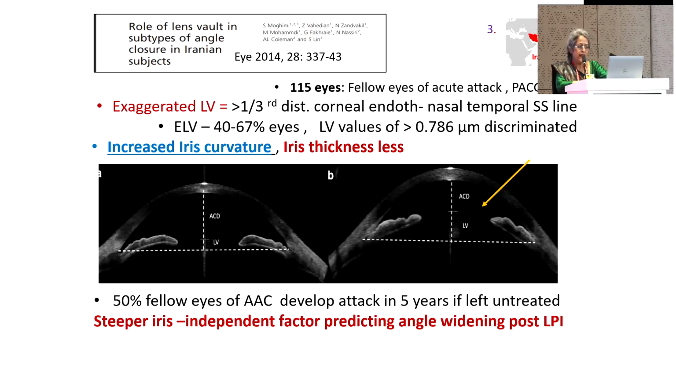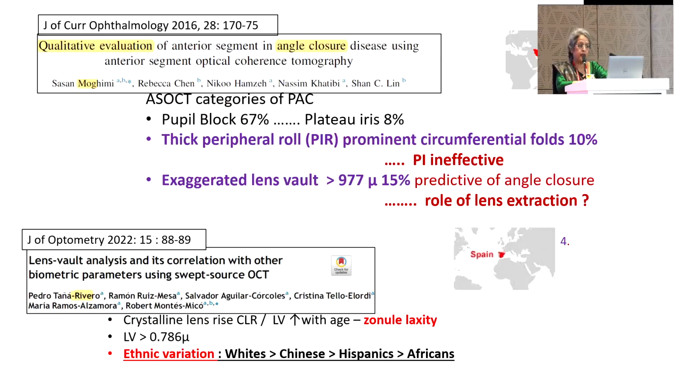Increased iris curvature, less iris thickness was the finding of the study from Iran, where they said the steeper iris was an independent factor which predicts the angle widening post LPI. So things have been evolving since our times when we had read that steeper iris, more curved, okay, angle closure. And the study I was talking about was about thick peripheral iris roll, which has prominent circumferential folds. In that case, in addition to plateau iris, in this situation also the PI would be ineffective. And we all know about the EAGLE study where the exaggerated lens vault obviously is predictive of angle closure, so there's a role of lens extraction.